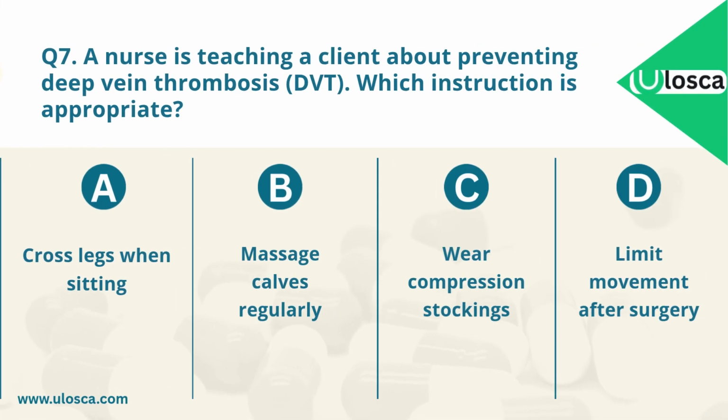Question 7. A nurse is teaching a client about preventing deep vein thrombosis. Which instruction is appropriate? A. Cross legs when sitting. B. Massage calves regularly. C. Wear compression stockings. D. Limit movement after surgery. Which one is the correct answer?